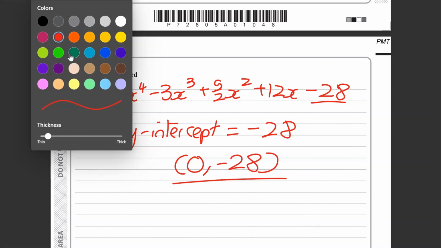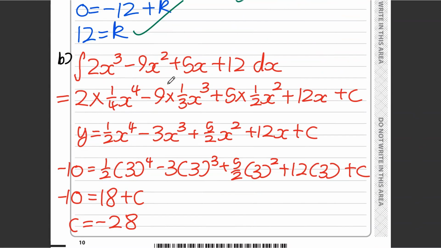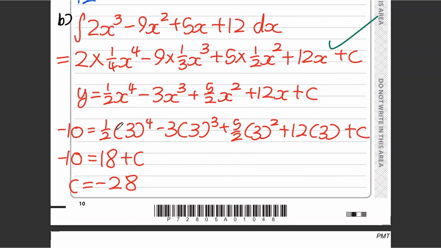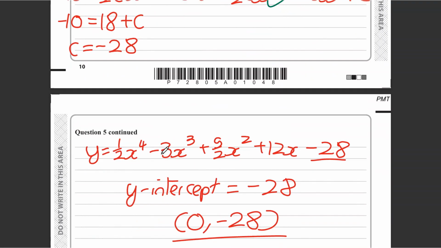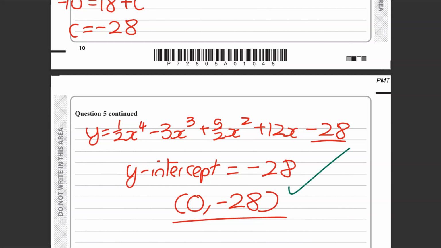And then this here is the final answer. In order to get the 3 marks here, you get 1 mark for integrating this dy over dx here, like this. You get another mark for subbing in this x is equal to 3 and y is equal to minus 10, and you get another mark for finding the y-intercept as minus 28.